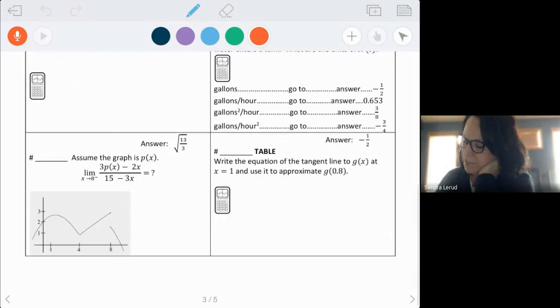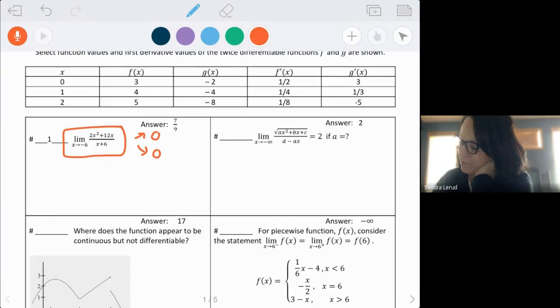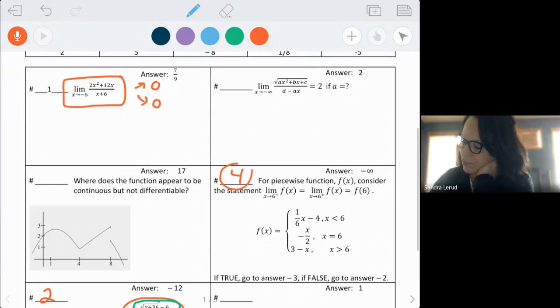Looks like that's going to be on... I'm going to make bad choices with turning of the pages here, aren't I? Negative infinity right here will be our number 4.